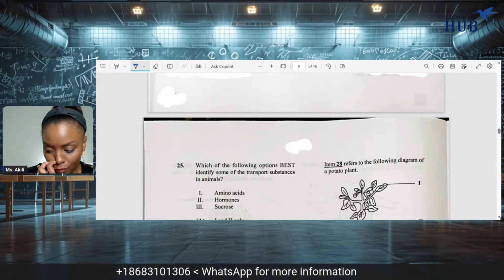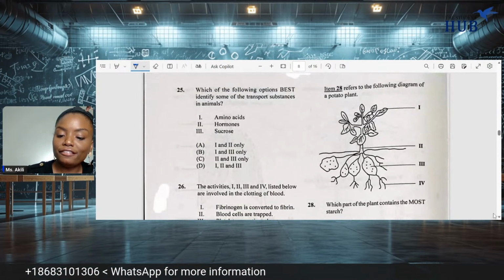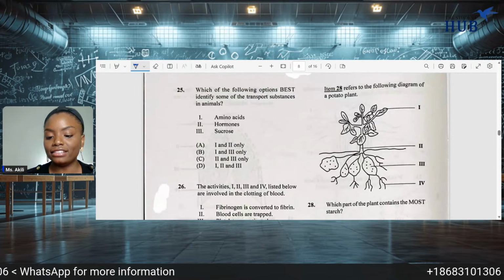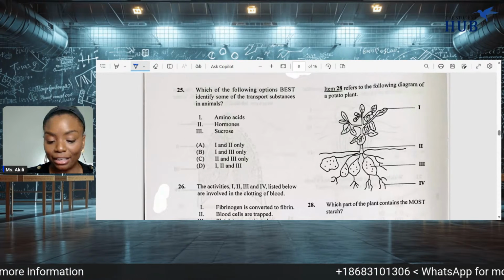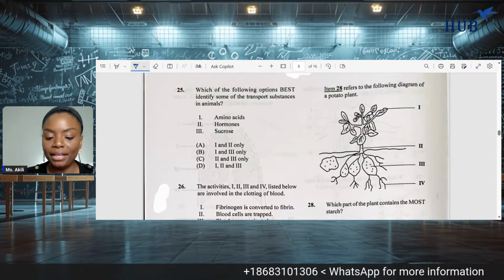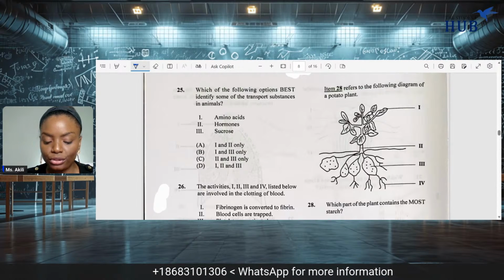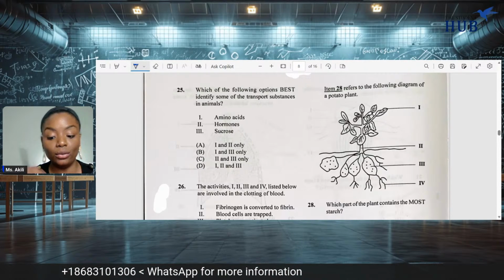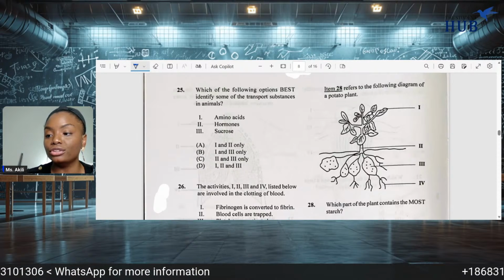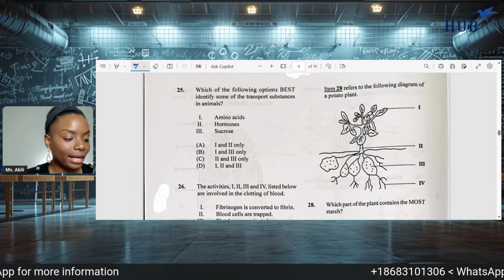Then we have 25. Which of the following options best identify some of the transport substances in animals? Is it going to be: 1 amino acids, 2 hormones, 3 sucrose. So which is it going to be? 1 and 2 only, 1 and 3 only, 2 and 3 only, or 1, 2 and 3? What do you guys think it is?